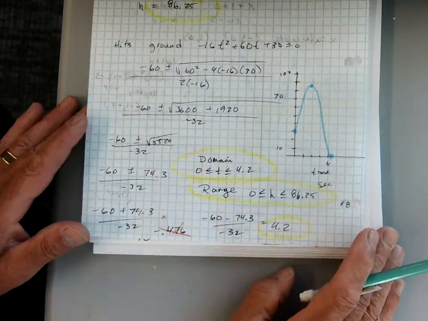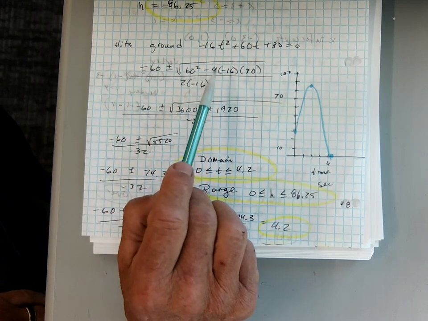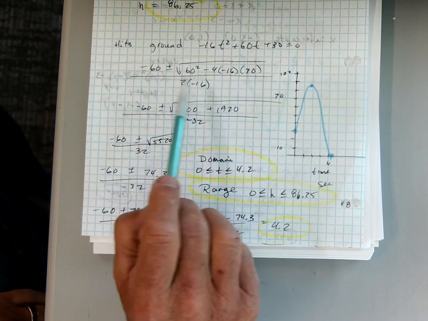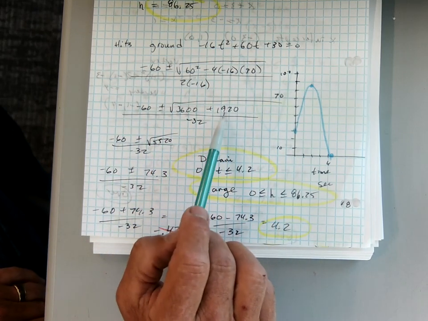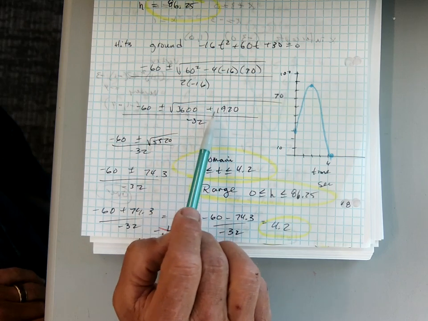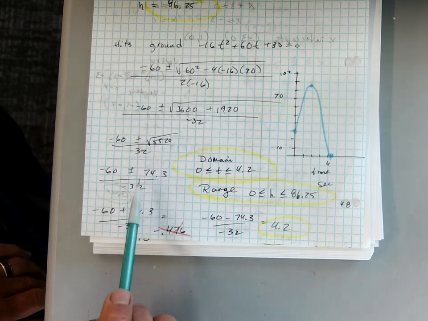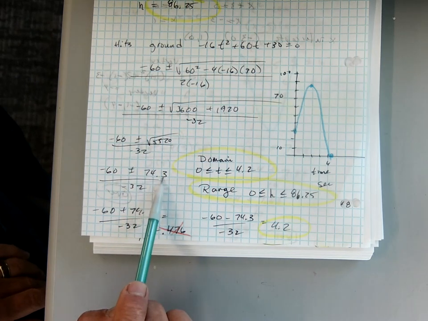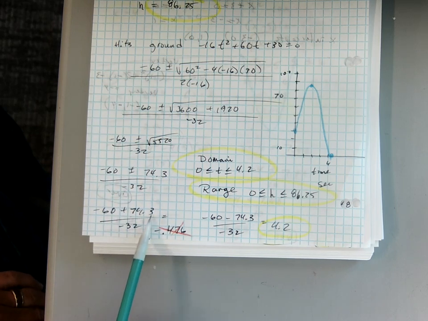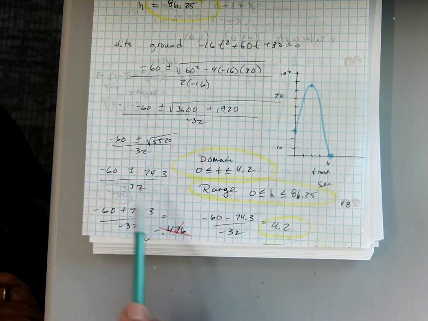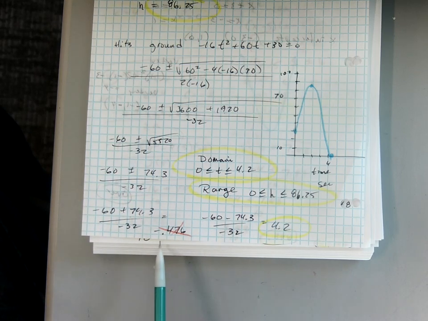So I plugged it in. I used my quadratic formula, negative b plus or minus the square root of b squared minus 4 times a times c, all over 2a, okay? And then I just simplified 60 squared. I multiplied that, 1,920. I added these two numbers. I got 5,520. And then I took the square root of that number, which is about 74.3. Okay, now I'm going to get this. So I've got two parts, negative 60 plus 74.3 over negative 32, and negative 60 minus 74.3 over negative 32.